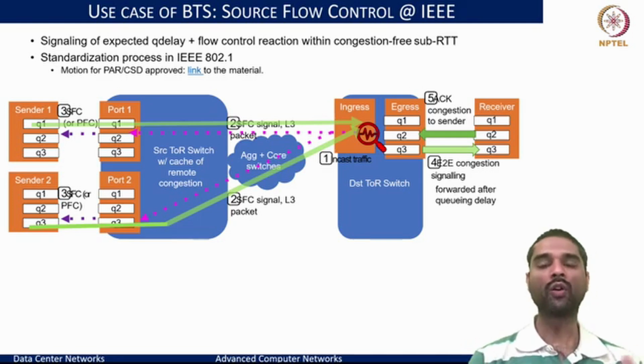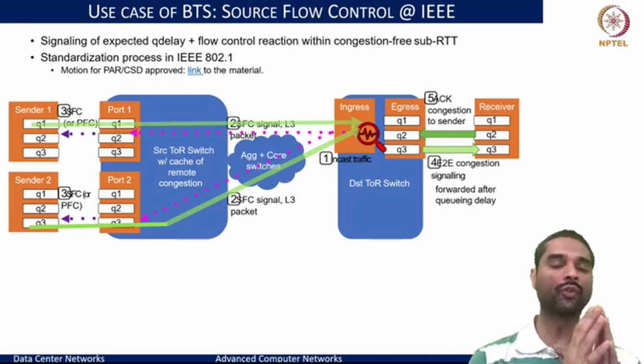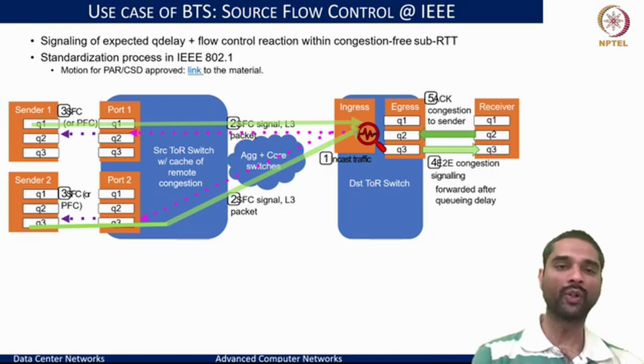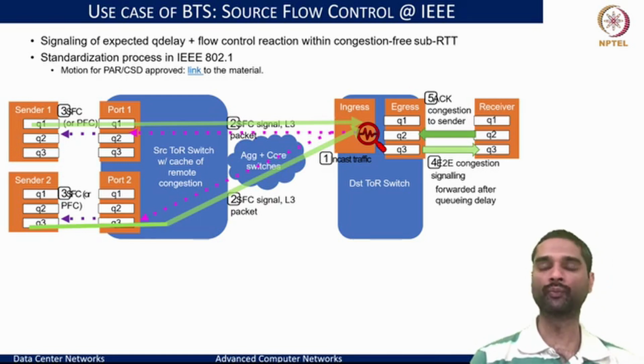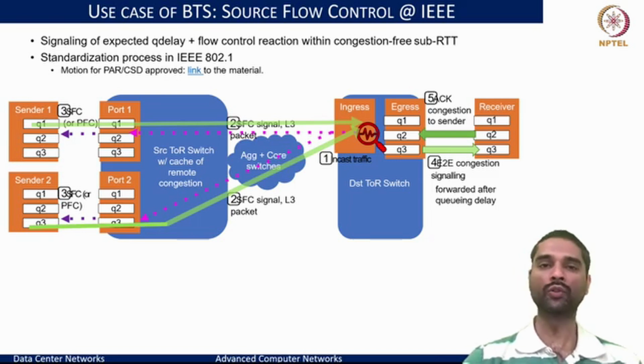And overall, now we have built a scheme where we are able to react much faster, at much more fine-grained time scales than waiting for the entire round trip time, and also leverage the mechanisms to say how the senders should react using either the SFC or PFC schemes between the source top of the rack switches and the sender, and make this a solution that can address the TCP incast problem. And this is also termed as back to sender, or the BTS source flow control scheme, in IEEE.